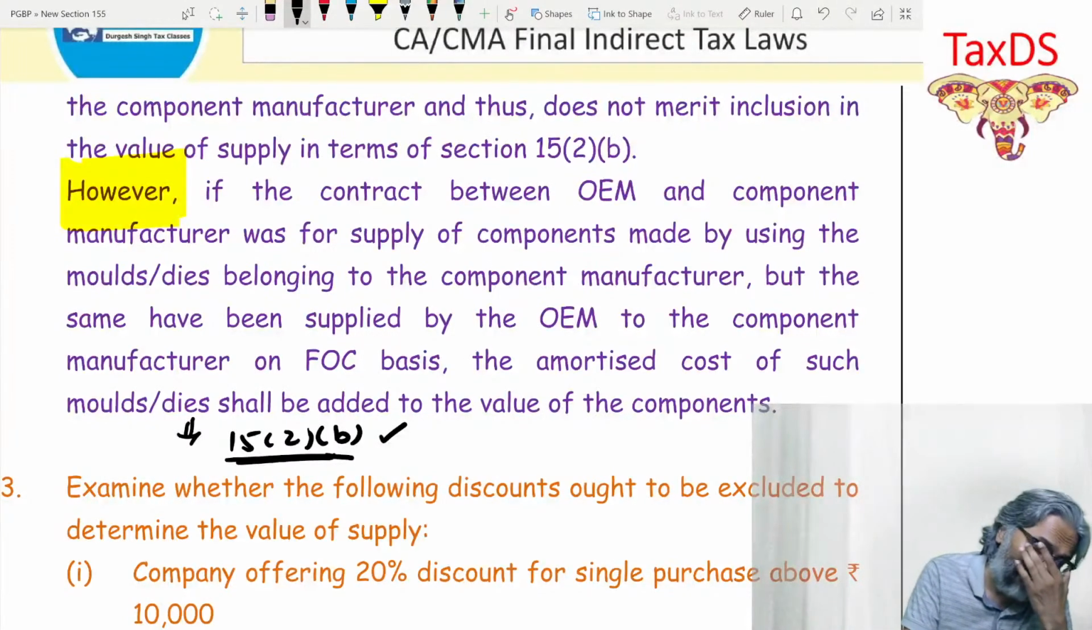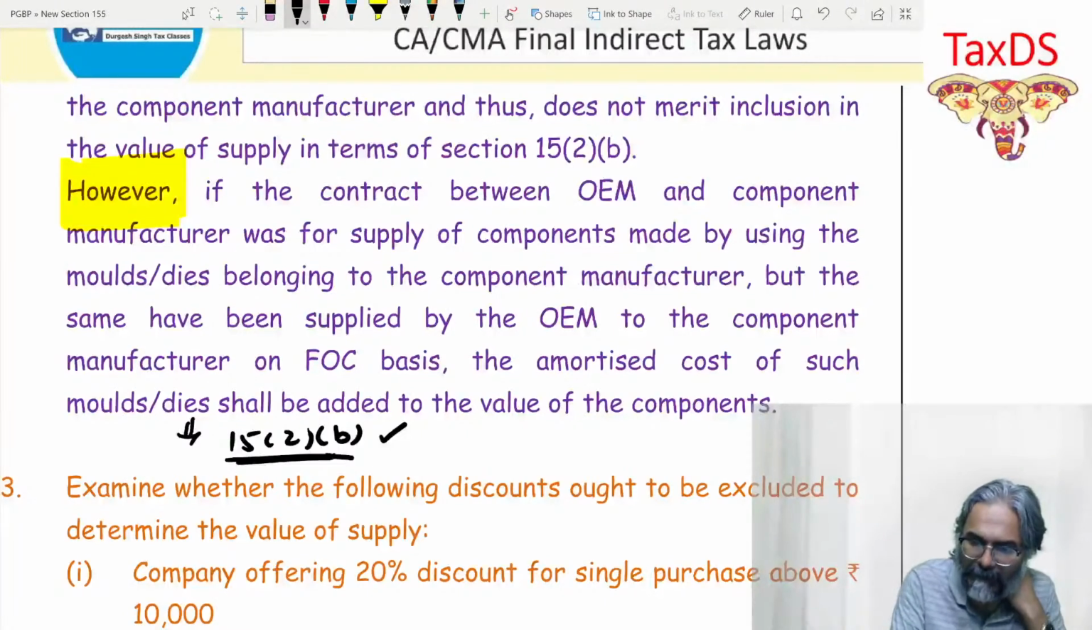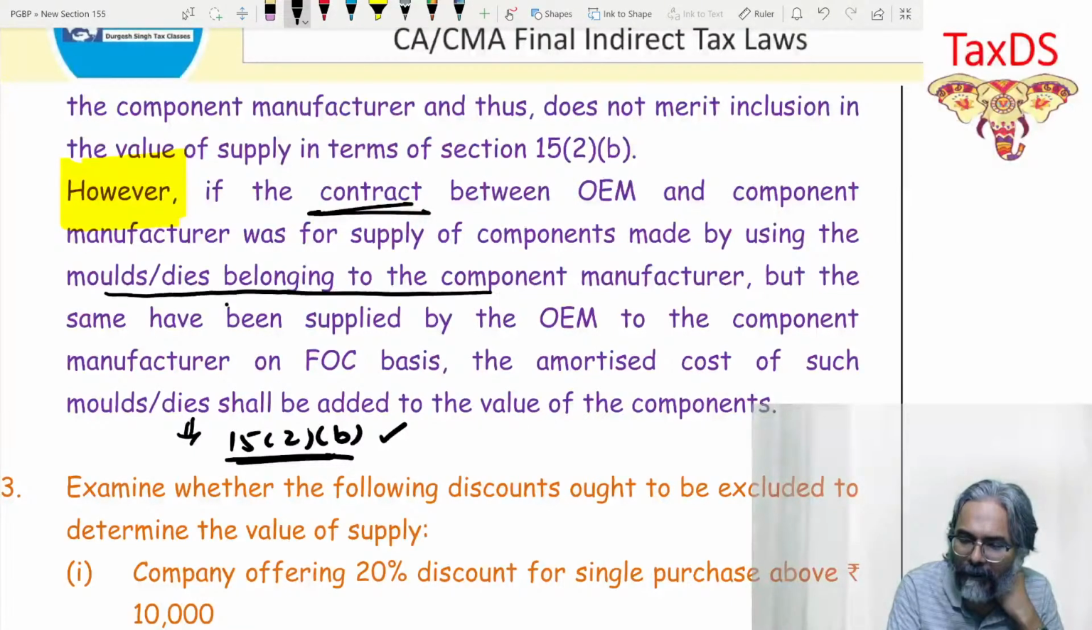I hope that all of you are clear with this one. Yes, indeed, Tulsi. I hope that now you are in a position to appreciate. See, they are not writing the provision, you are in a position to write the provision. Can we proceed further? So, in this case, if as per the contract it was required that the molds and dies belong to the component manufacturer.